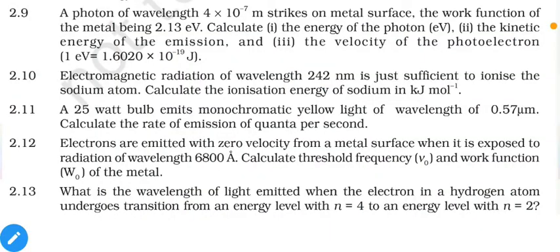Next: a photon of wavelength 4 into 10 raised to minus 7 meters strikes a metal surface, the work function of the metal being 2.13 electron volt. Calculate first the energy of the photon in electron volt, second the kinetic energy of emission and the velocity of the photoelectron. 1 electron volt is equal to 1.6020 into 10 raised to minus 19 joules.